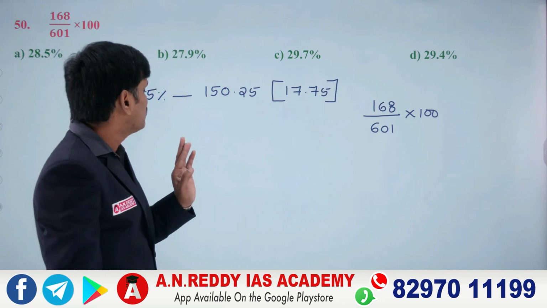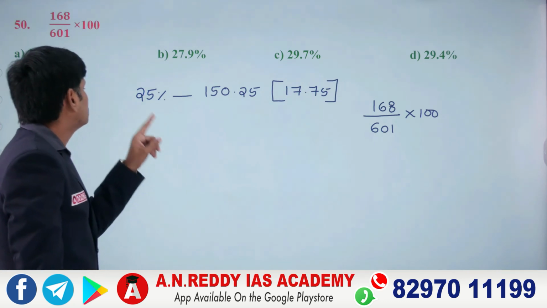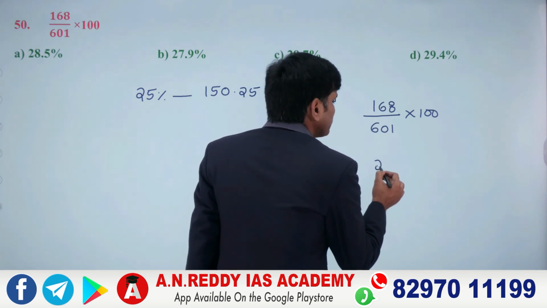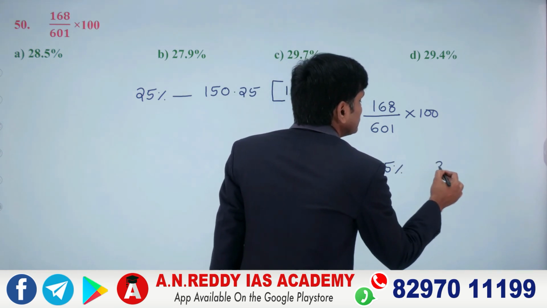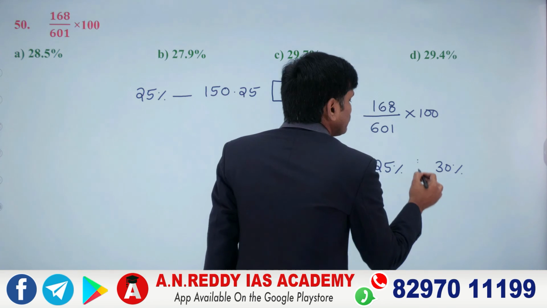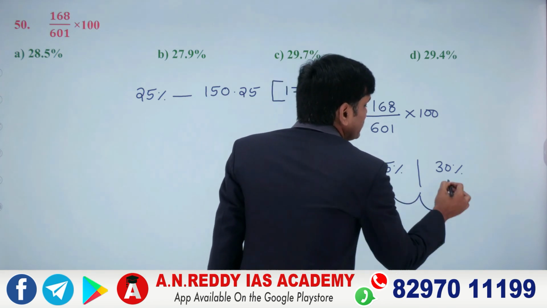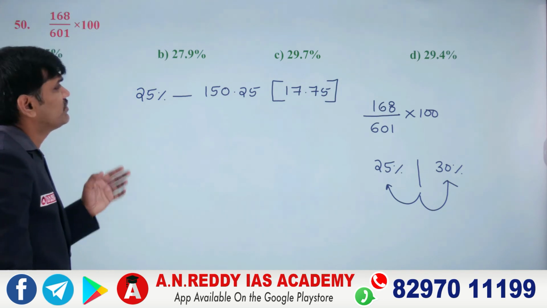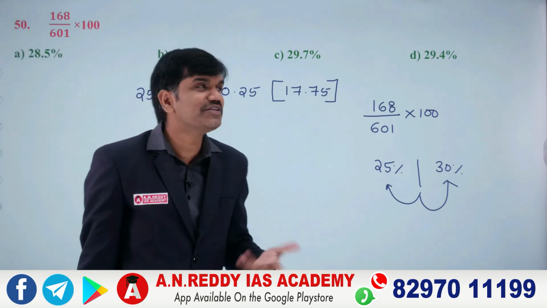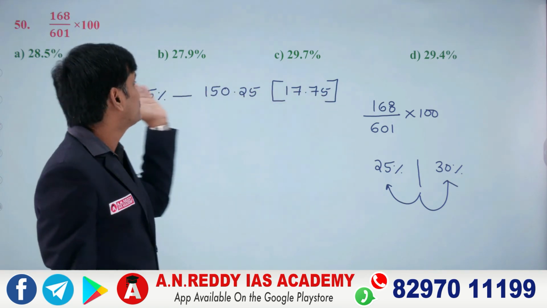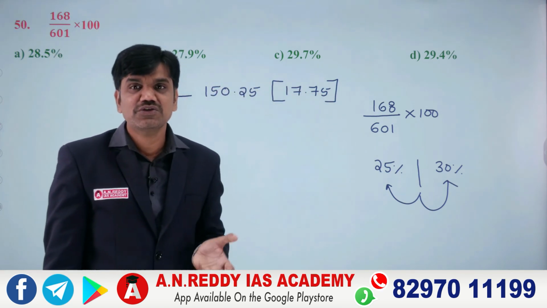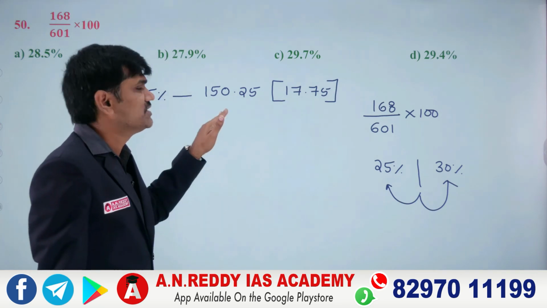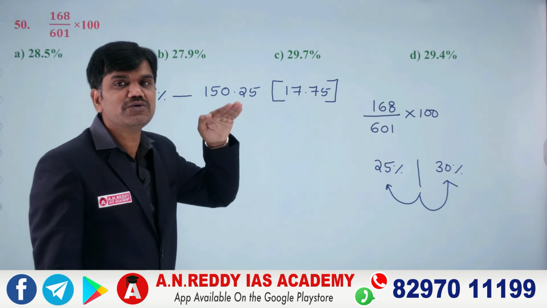I am not going to check whether it is nearer to 25 or 30, because if it is between 25% and 30%, what happens? If it is nearer to 25%, that should be less than 27.5. If it is nearer to 30%, that should be more than 27.5. So how many are less than 27.5? Nothing is less than 27.5 and everything is more than 27.5. So 4 options are coming. So instead of checking whether it is nearer to 25% or 30%, I'll start with 25%, then check how much percent I can add to that.